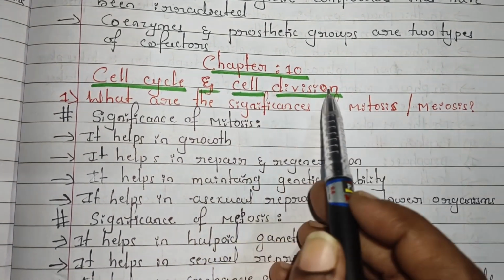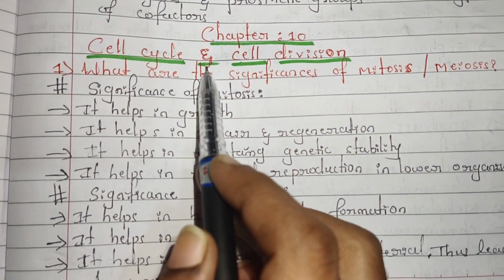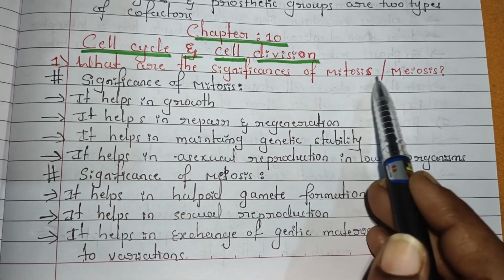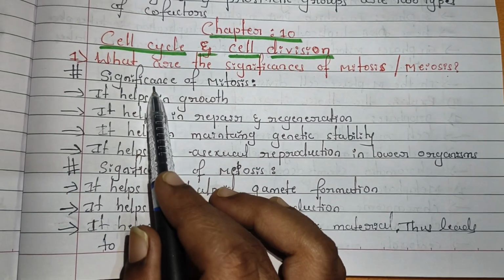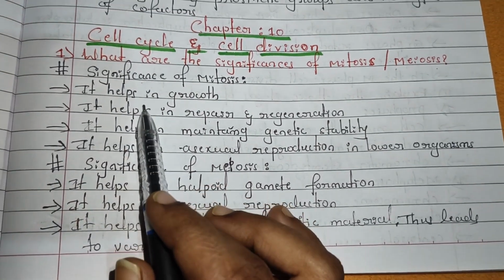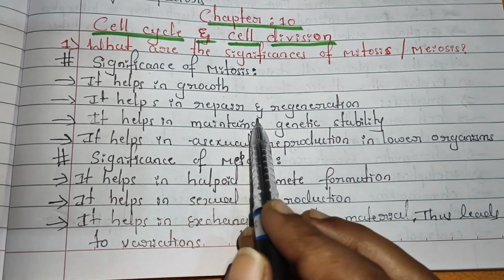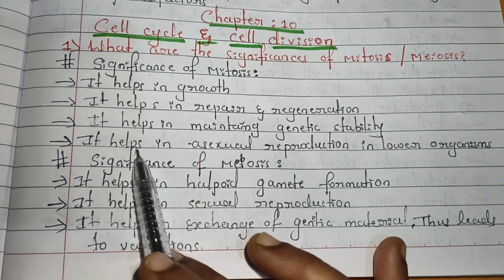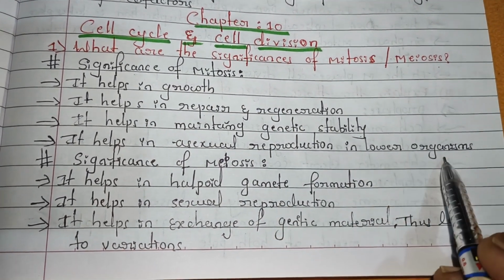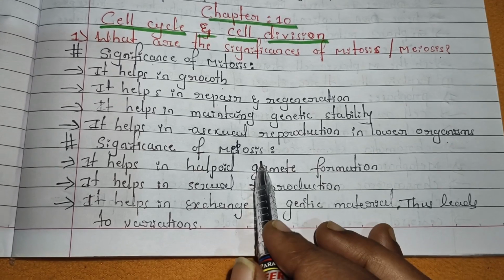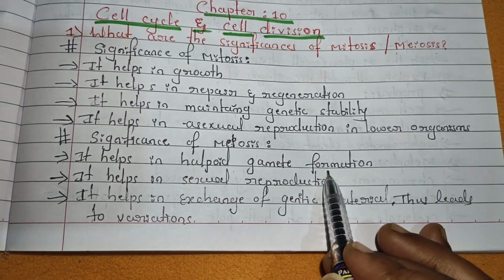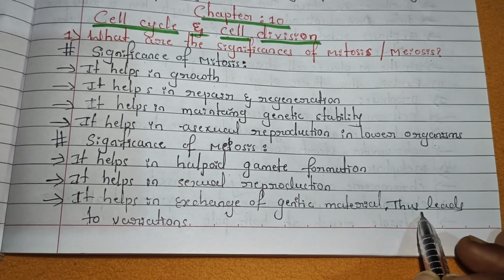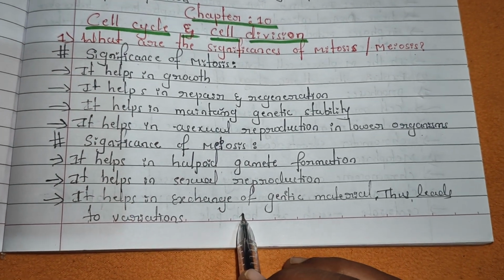Next chapter, chapter number 10, is cell cycle and cell division. First question, what is the significance of mitosis and meiosis? First we will write the significance of mitosis: it helps in growth, repair and regeneration, it helps in maintaining genetic stability, and it helps in asexual reproduction in lower organisms. And the significance of meiosis: it helps in haploid gamete formation, it is helpful for sexual reproduction, it leads to the exchange of genetic material, and it is also helpful for evolution.